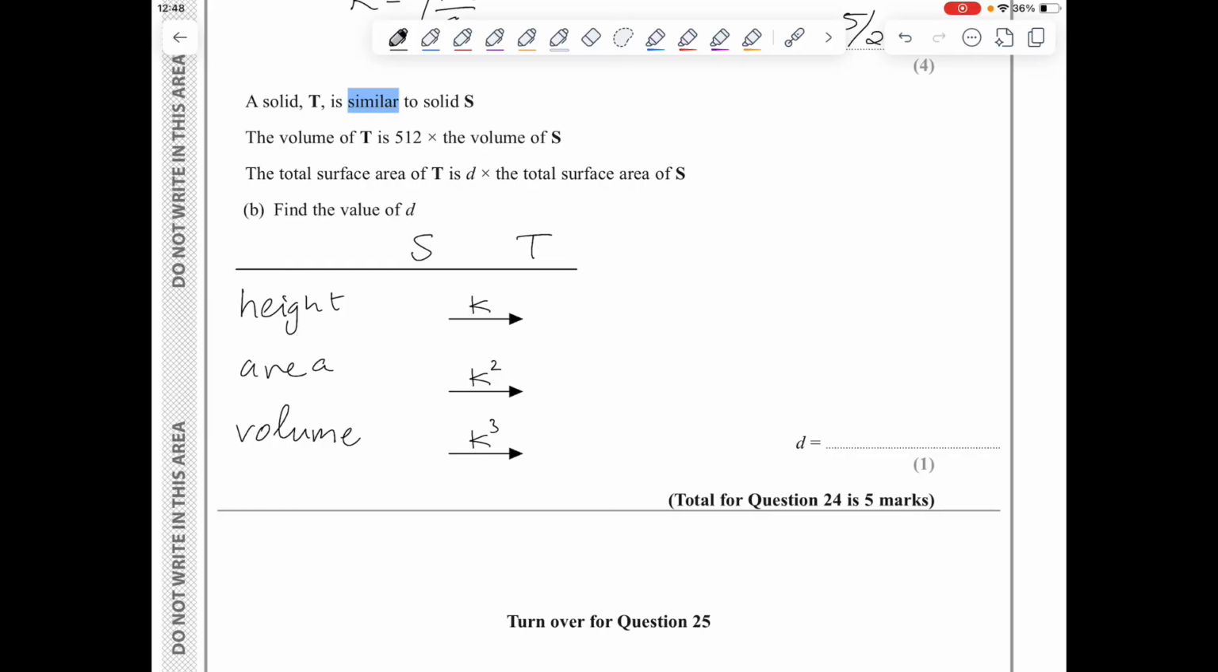Now, I'm being told that the scale factor for the area is D, so this K squared is equal to D, but I'm given that the scale factor for the volume is 512, so K to the power of 3 is 512, so K is the cube root of 512, which is 8, so K squared is equal to 8 squared, which is 64, and this is the value of D.